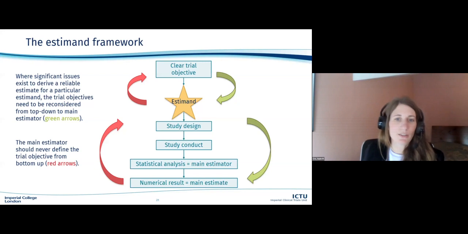Now, where issues exist to derive a reliable estimate for a particular estimand, for example, if it's not anticipated that you'll actually be able to collect the data that you need for a particular estimand, then the trial objectives would need to be reconsidered from top down, following the green arrows. Now, importantly, you should never go backwards and pick a statistical method which determines what's being found out, hence what's being achieved.